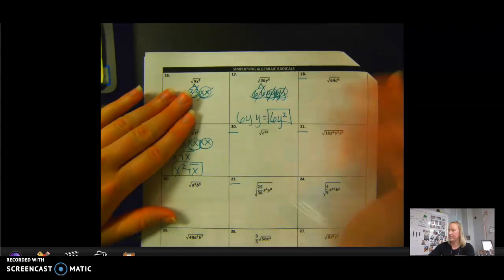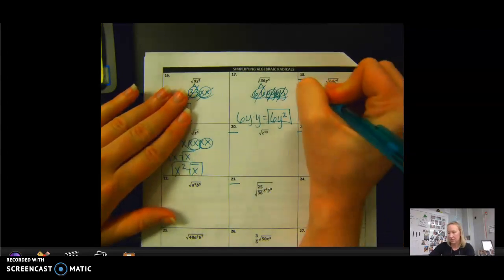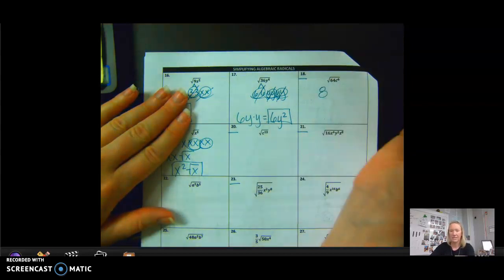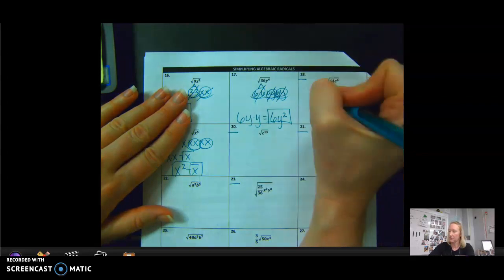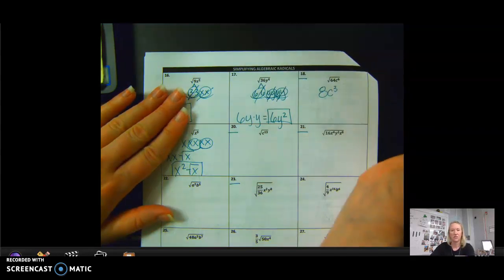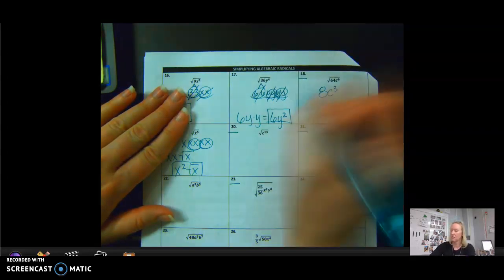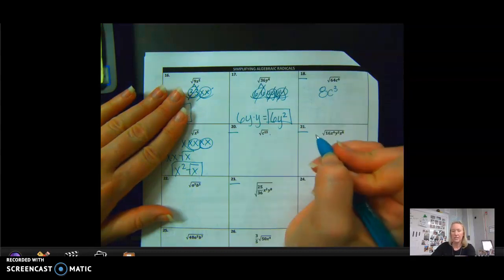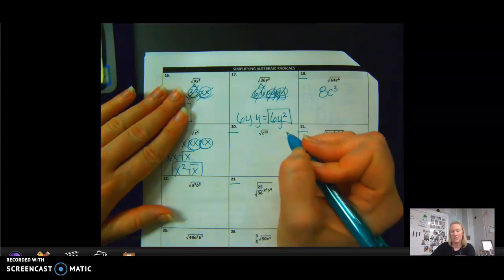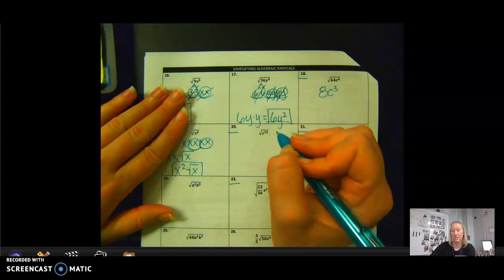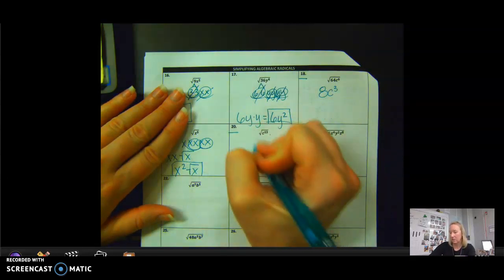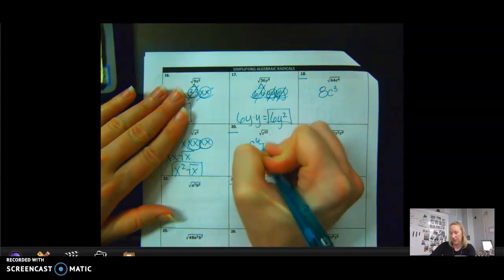All right, on 18, the square root of 64 is 8. I have 6 c's, so how many pairs would I have in 6 c's? I would have 3 pairs, so that would be c to the 3rd, and then there's nothing left. C to the 13th, I have 6 pairs in c to the 13th, so I have 6 pairs of c's, but then there would be 1 left over, so that would be c to the 6th, square root of c.